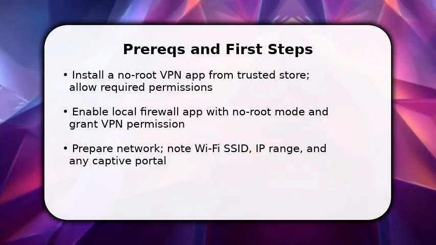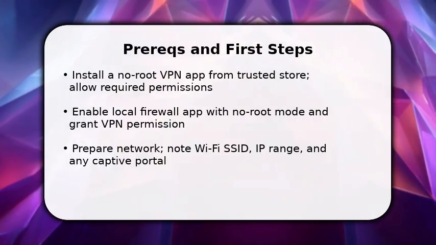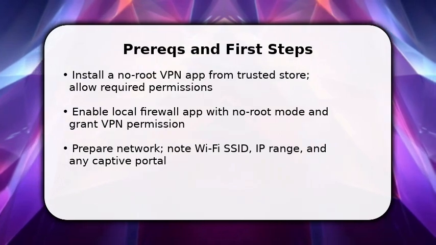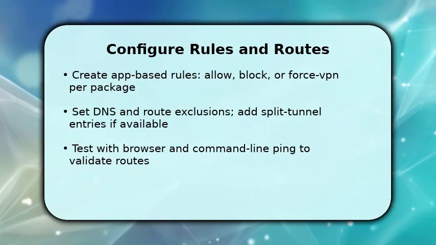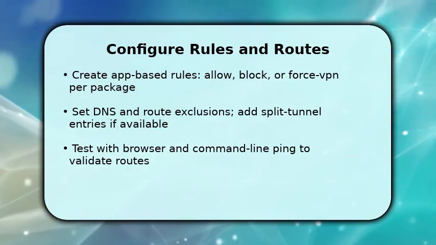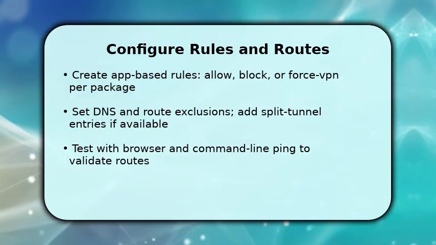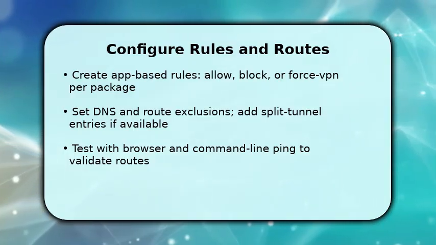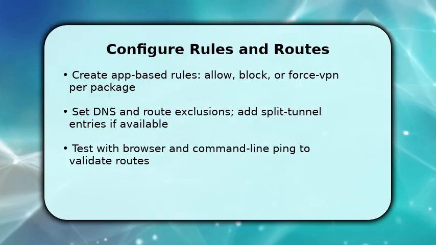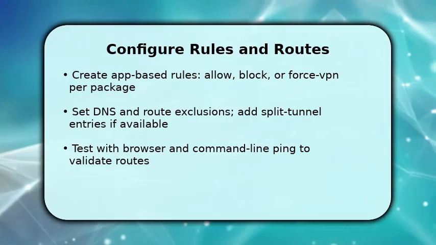Make sure airplane mode is off and Wi-Fi or mobile data is on, because the apps need network access to apply rules. Now configure firewall rules inside the No Root interface. Add explicit allow and block rules per app, and set Force VPN where you require protection. Configure DNS to a private resolver to avoid leaks, and use route exclusions or split tunneling for traffic that should bypass the VPN. Apply custom IP ranges or filter blocks for LAN access.